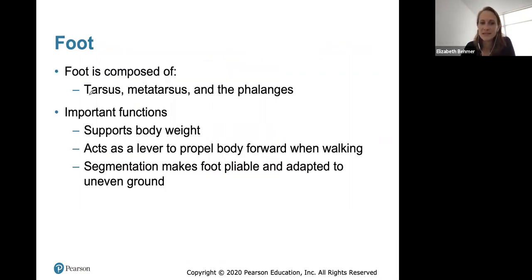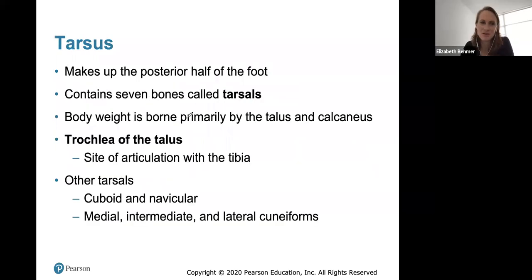The foot then consists of your tarsus, which are the ankle bones, the metatarsus, which are the bones in the sole of your foot, and the phalanges are your toes, the digits. The important functions of your foot: support your body weight, act as a lever to propel your body when walking, and the segmentation makes the foot very pliable and adapted to uneven ground.